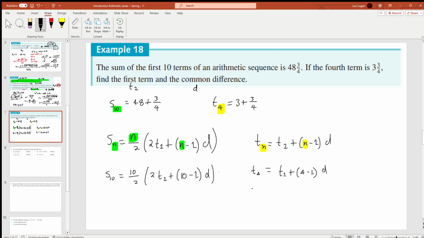At the moment, I can see we're going to get two simultaneous equations with two unknowns. If I plug this one in, I'm going to get an equation with T1 and d, and if I plug this one in, I'll get another equation in terms of T1 and d. But I'm going to change how this looks first. I want to combine this because I don't like how they're written in the question at the moment.